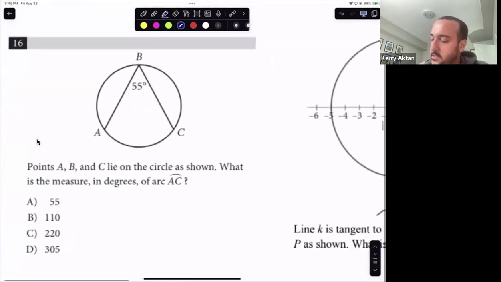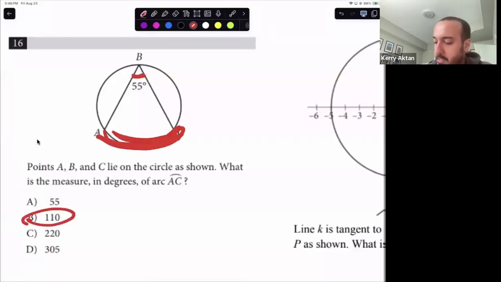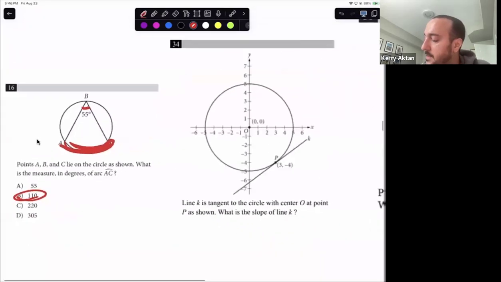Just really quickly, just like flashcards, right? Check this out. If I'm 55 degrees in the back of the eye, what am I in the front of the eye? 110 degrees. Yeah, good. The next flashcard is number 34.